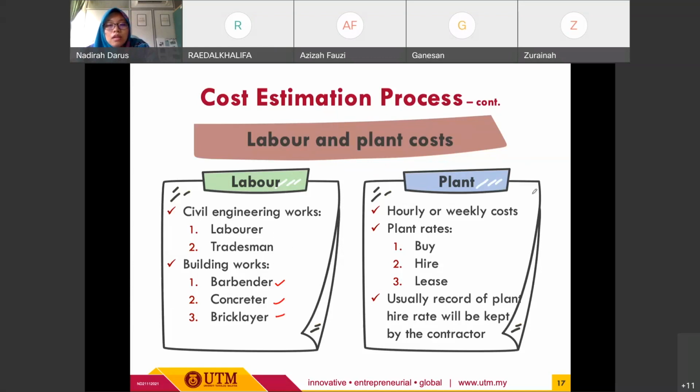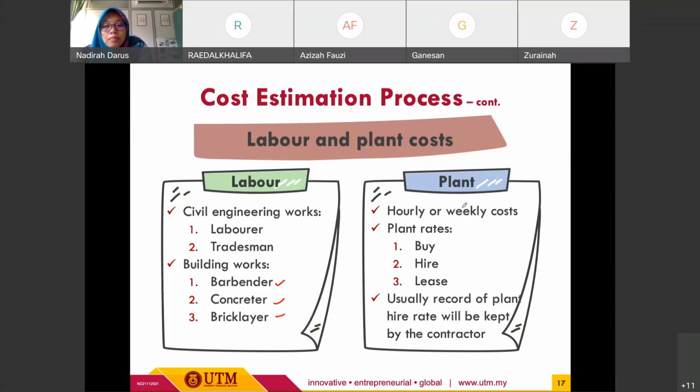Okay, and then for the plant cost, we have several options. This one relates to construction plant and machineries, the equipment required for the project. So we need to consider this as part of the cost estimation process. Most of the time it can be an hourly or weekly cost, depending on the requirement for the cost estimation and the size of the project.